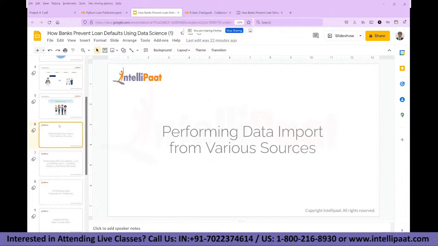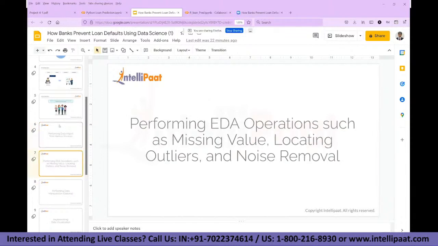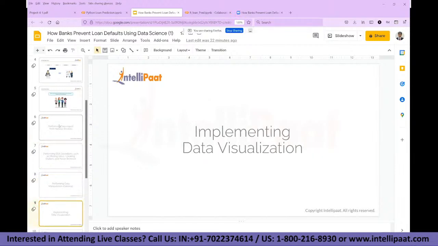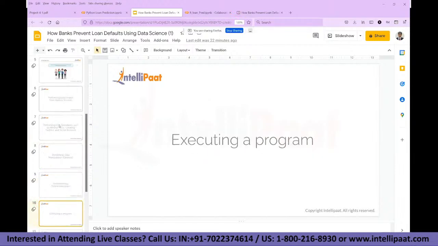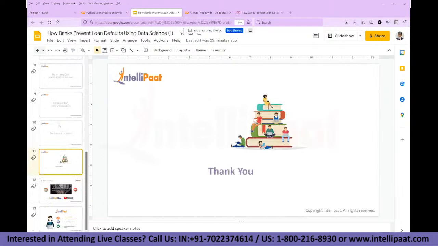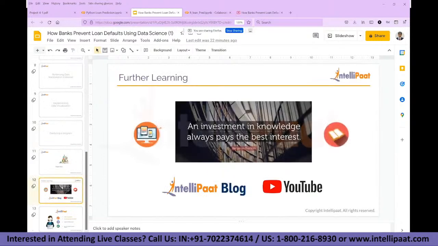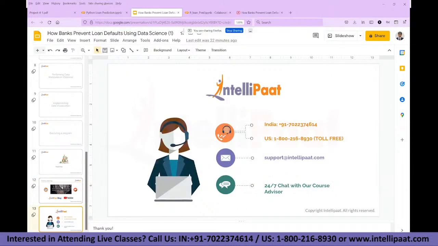So what we'll be doing in the code is performing data import from various sources. Here we'll just use one particular source like CSV, perform data operations, data manipulations, data visualizations, execute the program, and yeah, that is all. So investment in knowledge always pays the best, right? So yeah, you can reach out to these guys. So let's jump into the code now.